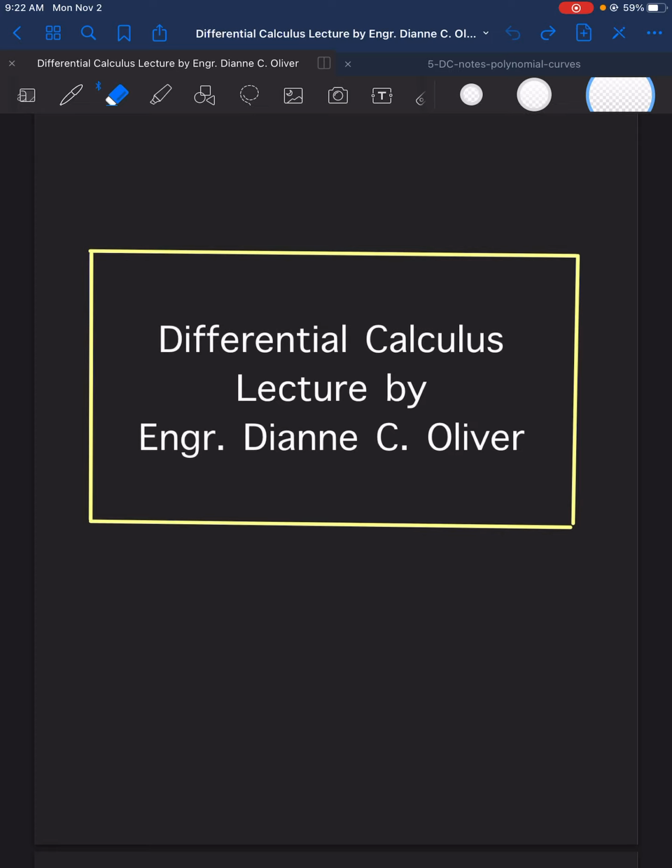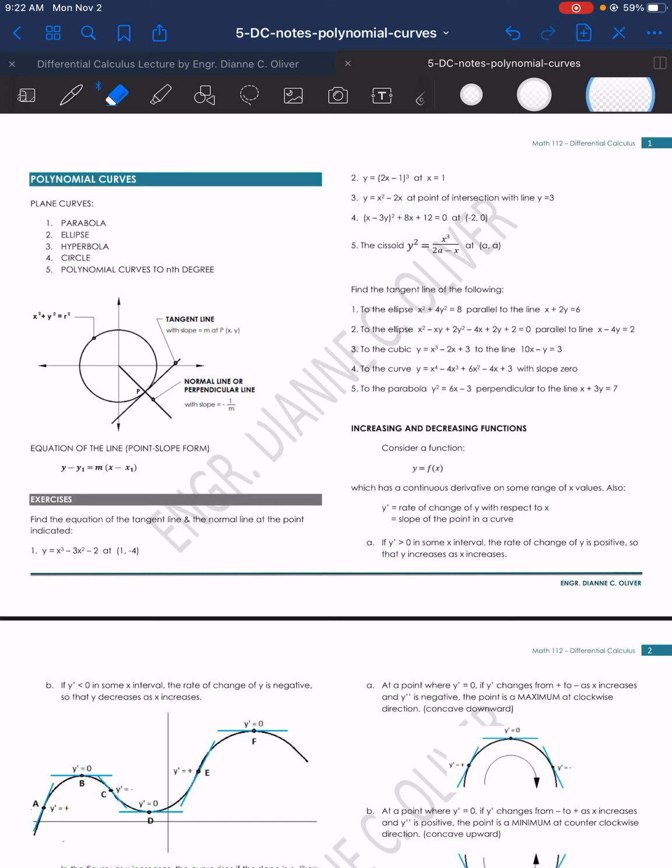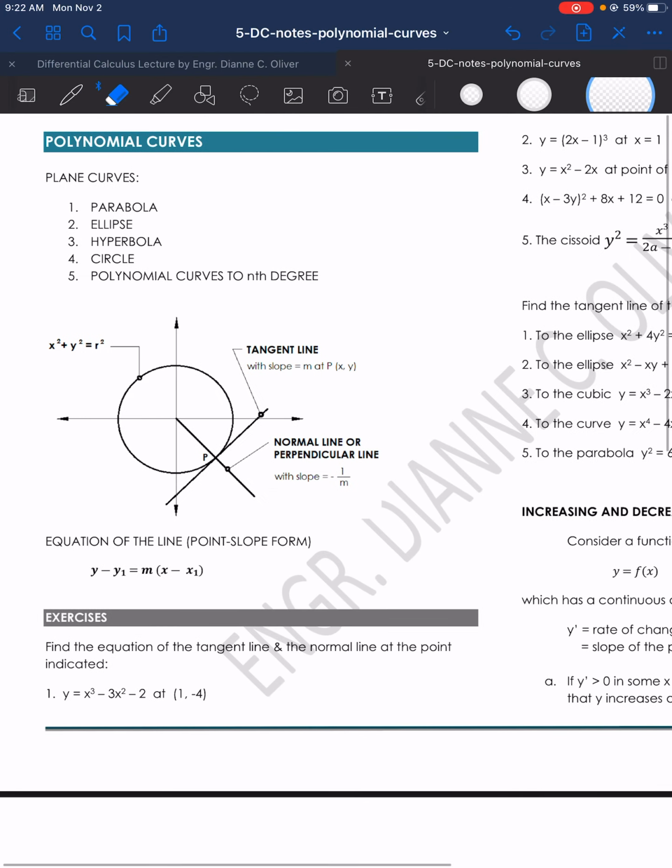Now, our lecture today is about polynomial curves and how to get the tangent line and the normal line at a point indicated. So here in the figure, you see a circle with the equation x squared plus y squared is equal to r squared. Now in this circle, at any point P, we will be having a tangent line and a normal line. So what are these tangent line and normal line?